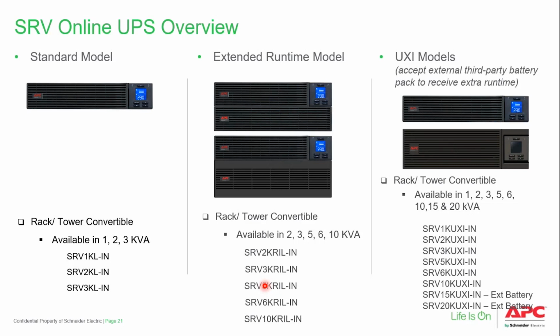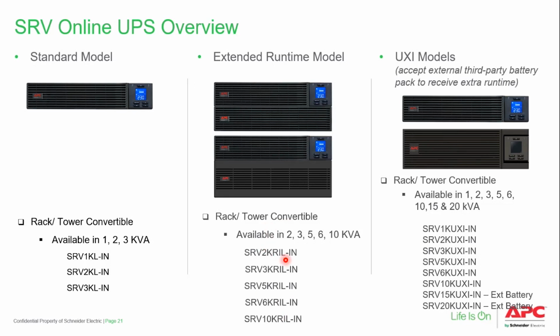The standard model means the UPS has an internal battery inside, where we cannot connect any battery further for runtime enhancement. We call it a standard model. We have only three models in it: SRV 1KL-IN, 2KL, and 3KL-N. Then the extended runtime model: from 2 kVA to 10 kVA, we have.